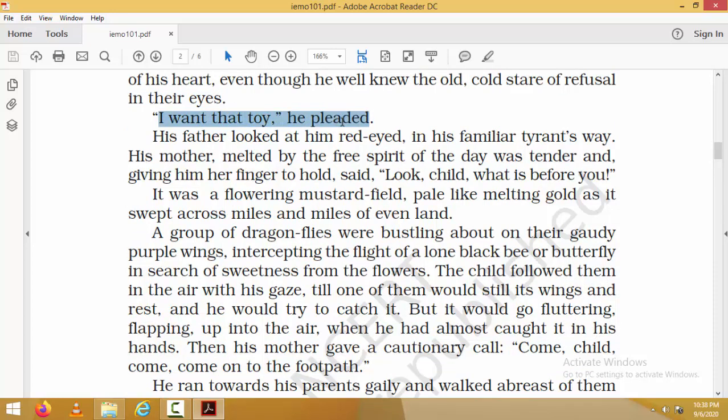"I want that toy," he bleated. "I want that toy," he bleated. Who? The small boy wanted that toy. He bleated now.